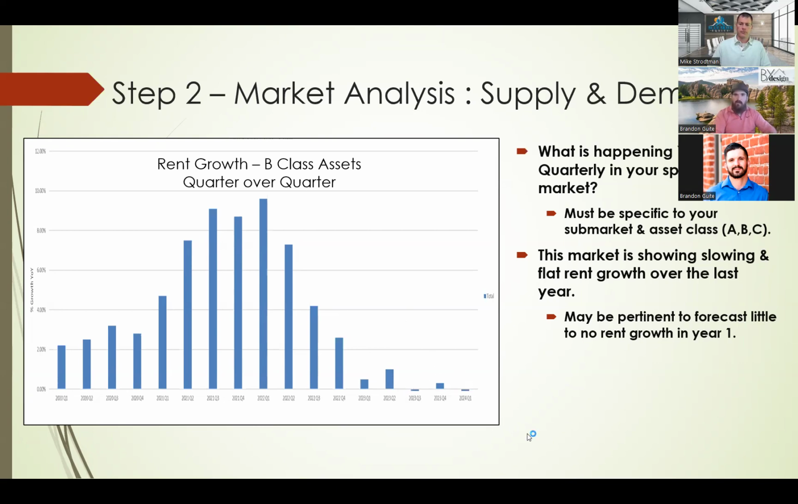So it's probably pertinent for us to really look at this and forecast very little to no rent growth in year one, and be cautious about even year two. In this case, we did forecast it at zero rent growth. And when I say rent growth in this instance, this is organic market rent growth. So we're still projecting that we'll be able to move rents up with renovations to meet market, but we're saying that the market isn't going to organically grow across the board.